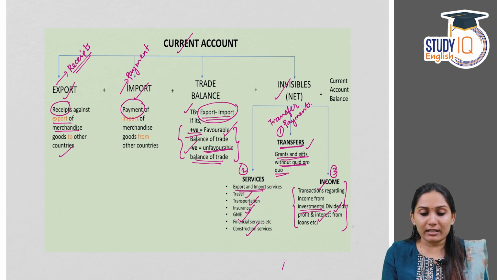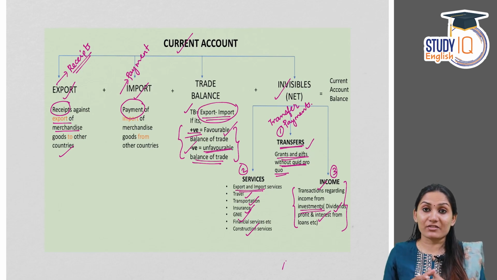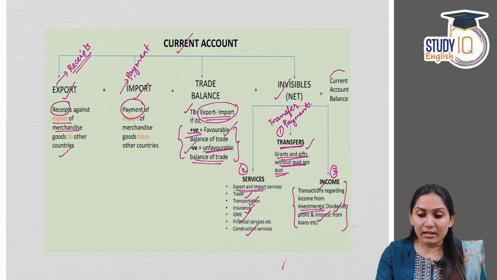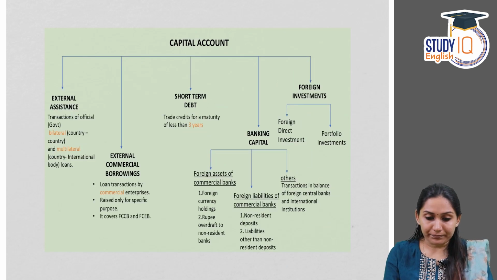Now all these together, that is exports plus imports plus trade balance plus the invisibles, these 4 components together make the current account balance. So all together is the current account balance.